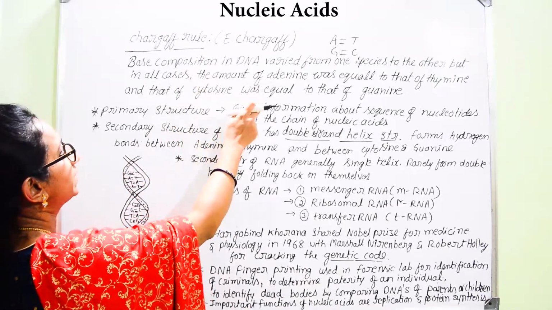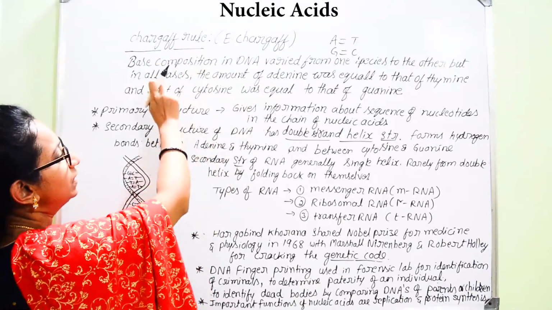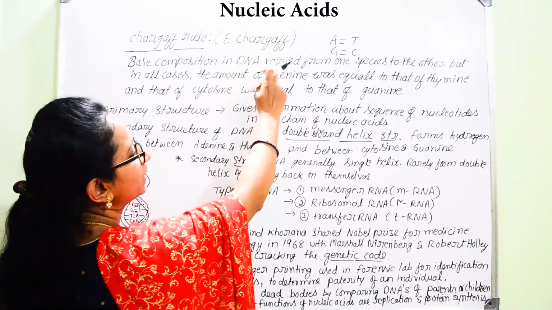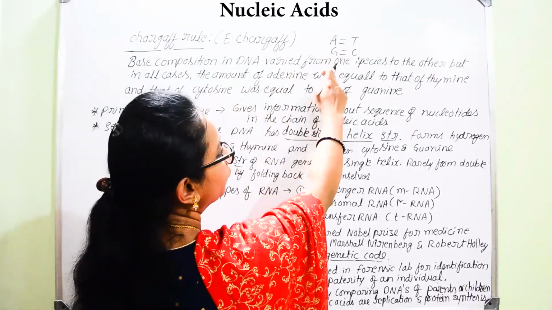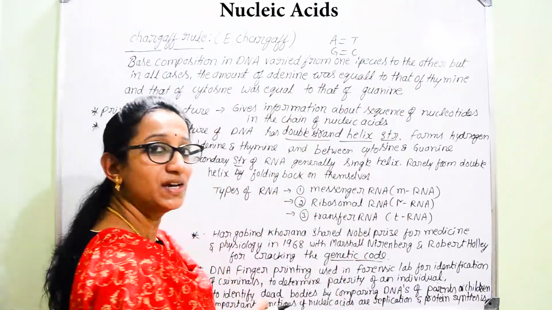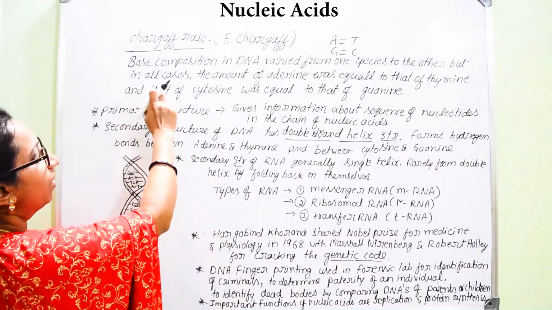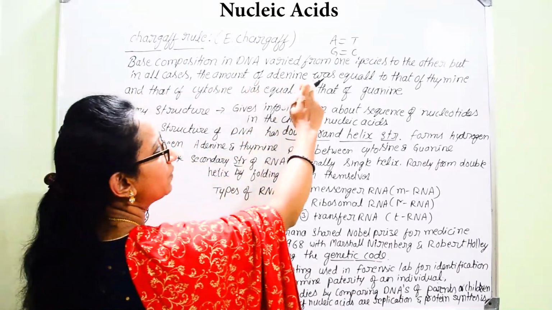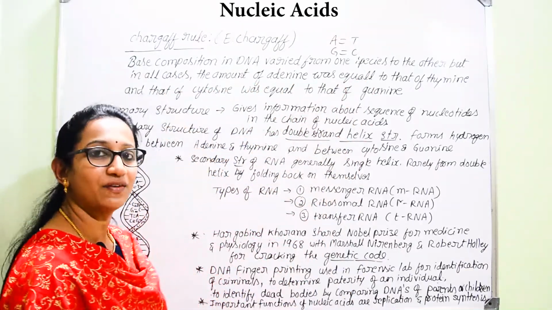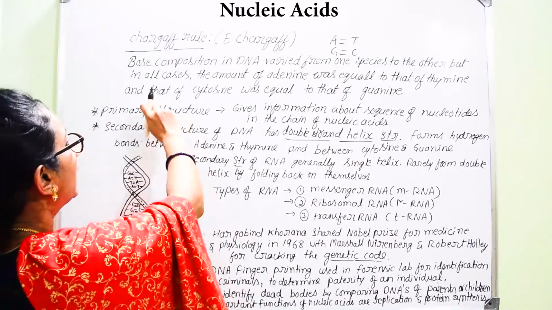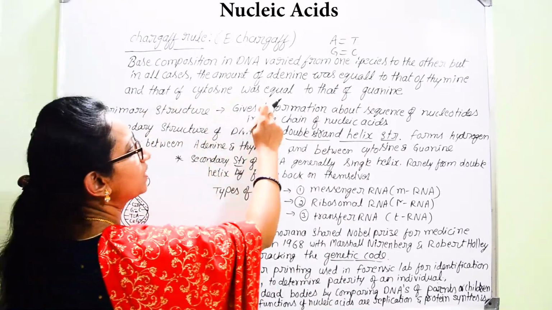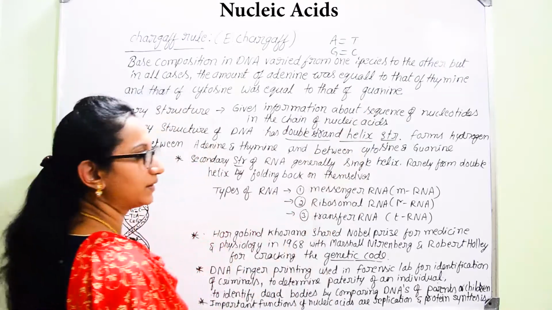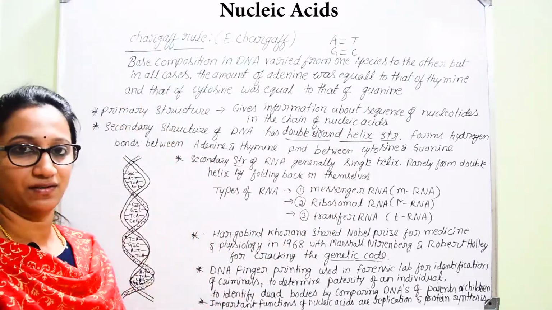What does this rule state? According to Chargaff's Rule, the base composition in DNA varies from one species to another, but in all cases the amount of adenine was equal to that of thymine. Similarly, that of cytosine was equal to that of guanine. So, it was given by Chargaff.